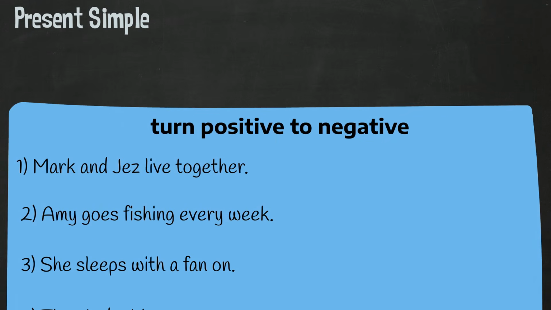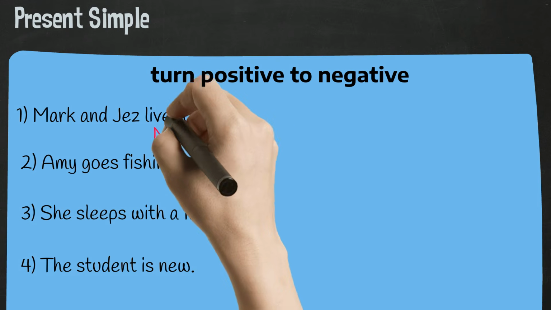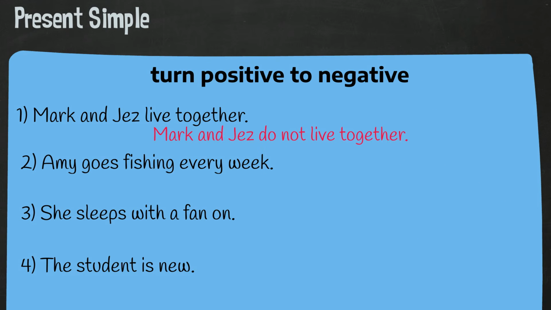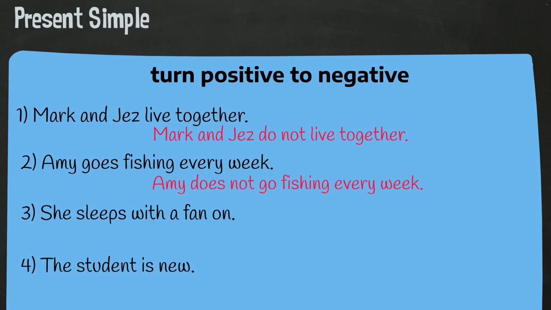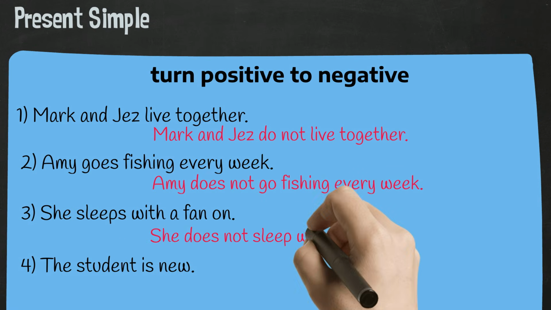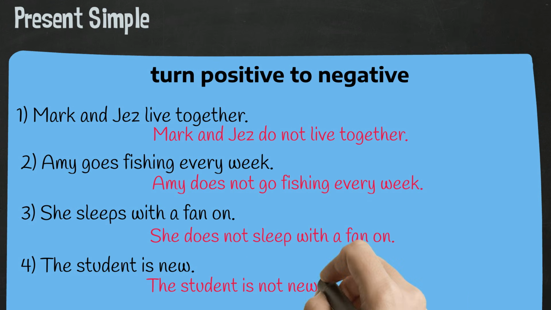Now try changing these positive sentences into negative sentences. Pause here while you work. How did you go? Mark and Jez do not live together. Amy does not go fishing every week. She does not sleep with a fan on. The student is not new.